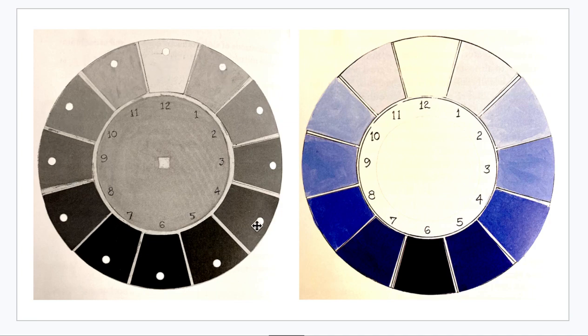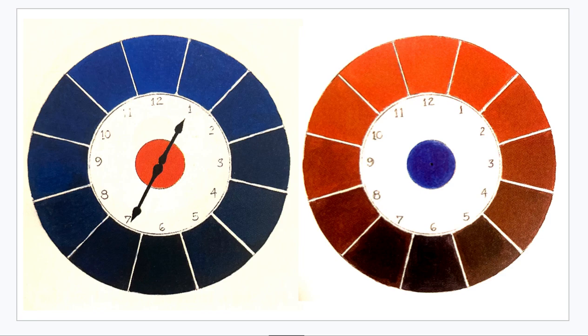So value is lightness or darkness. We can look at this in terms of color. If we take a color and we add white, it gets lighter. If we add black, it gets darker. That's the simplest way to change value. And then we can also change intensity. We change intensity by adding the complement of the color.